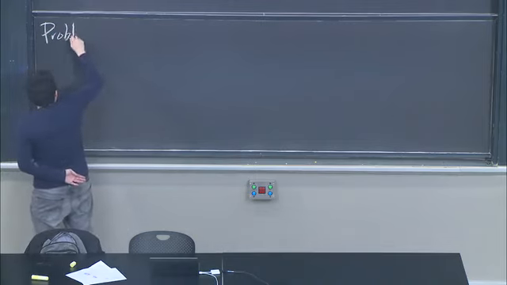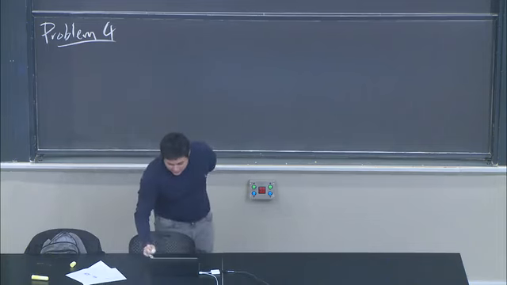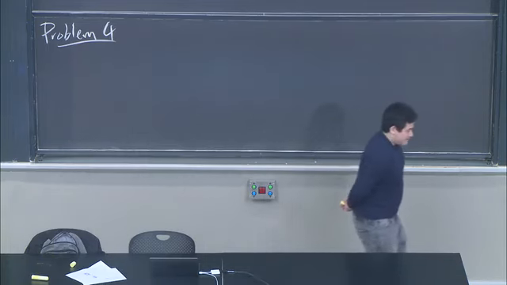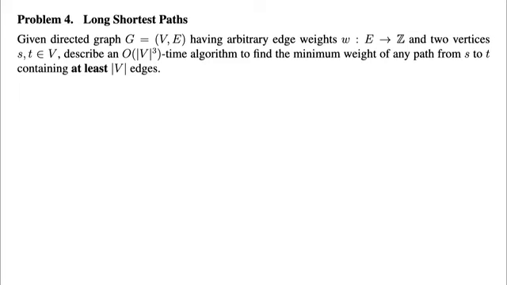Okay. So problem 4. Let's take a look at this. This one's one I made up last night. Kind of fun. Long shortest paths. Okay, given a directed graph having arbitrary edge weights, basically these could be positive or negative or 0, and 2 vertices from the graph, describe a V cubed time algorithm to find the minimum weight of any path from S to T. Okay, that sounds like Bellman-Ford right there.